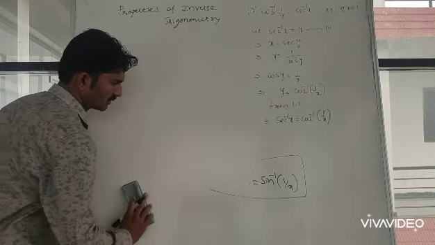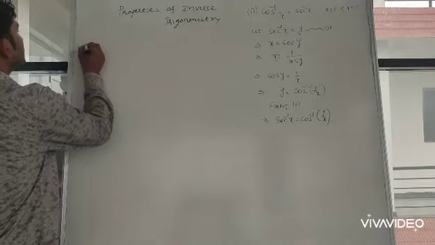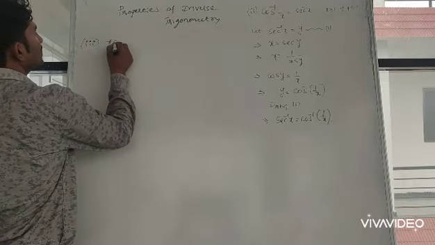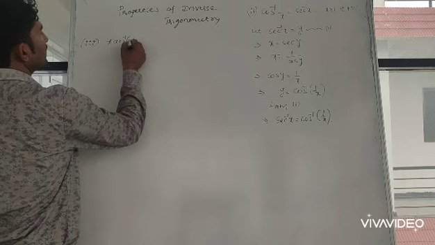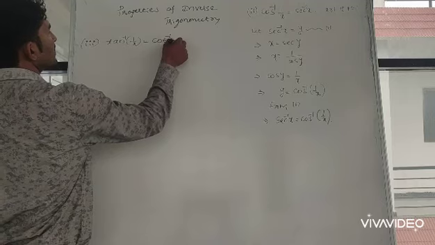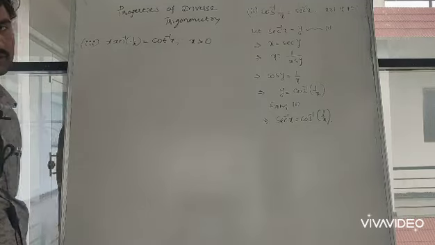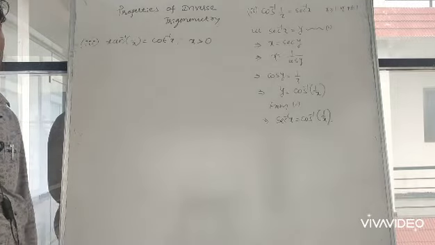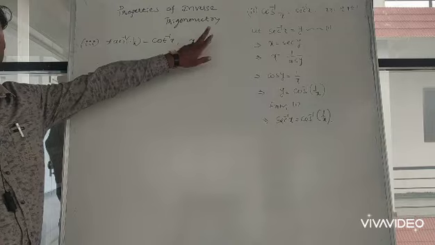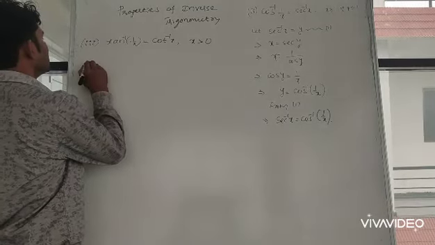And the third one: tan inverse of 1 by x is equal to cot inverse of x when x is greater than 0. It is possible only when x is greater than 0, positive values.